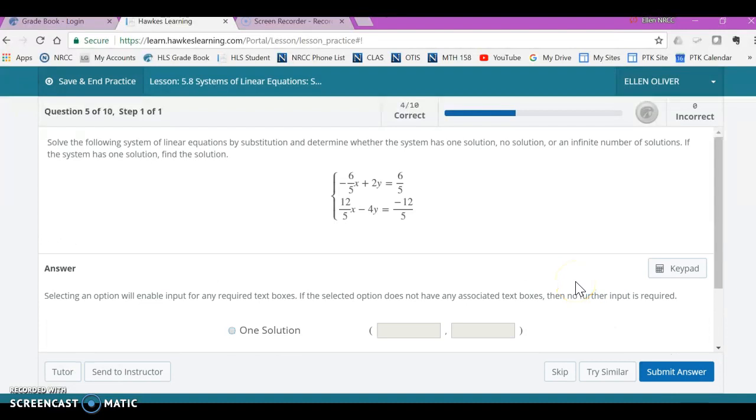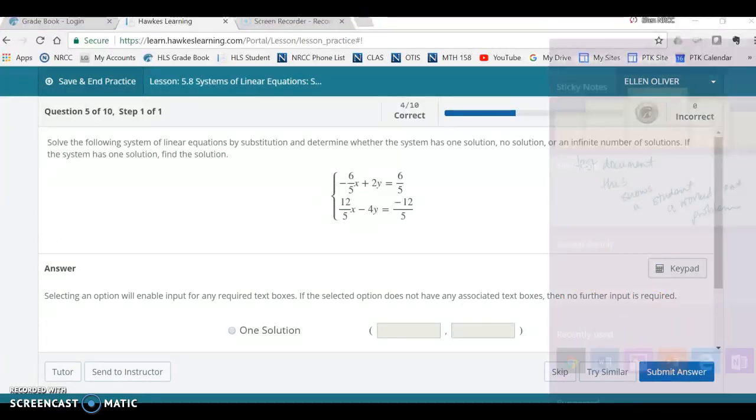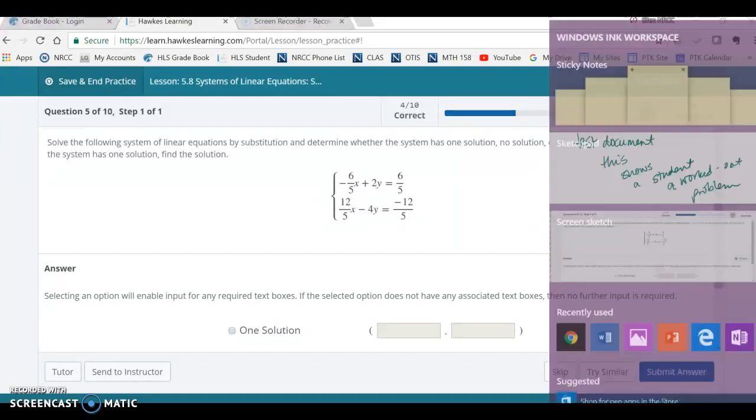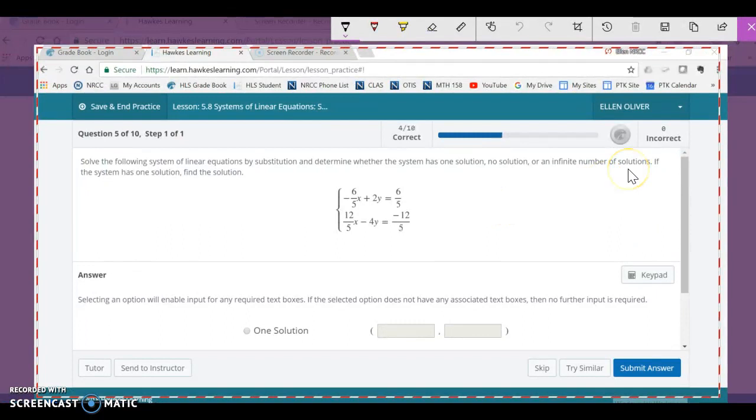All right, this one has fractions. Everybody hates fractions, so let's do this. What I'm going to do to get rid of those fractions, I'm going to multiply both equations by 5. Super easy because my denominators are all 5s, so that's going to make my fractions go away. So this first one will become negative 6x because the 5's cancel, plus 2 times 5 is 10y equals 6. And the bottom one will become 12x minus 20y equals negative 12.